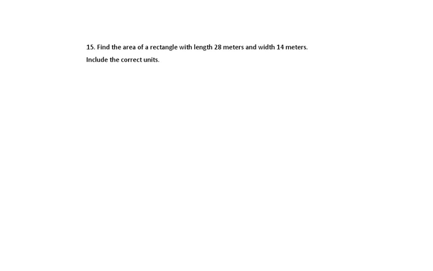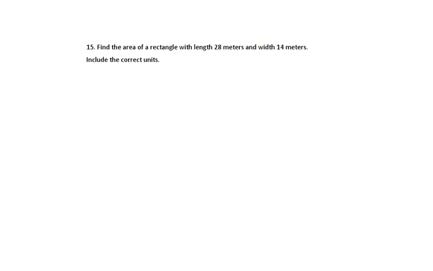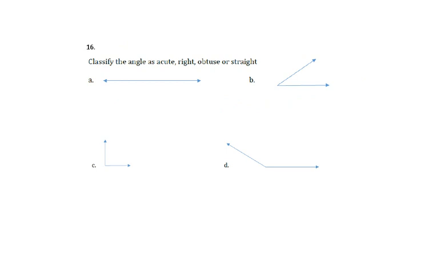Question 15 wants us to find the area of a rectangle. To find area of a rectangle, all you have to do is multiply. So 28 times 14 is 392. As for units, the units are meters squared. You have to have the squared if you're dealing with area. I guess I wrote that twice.